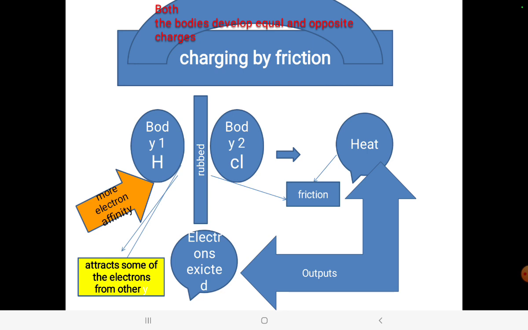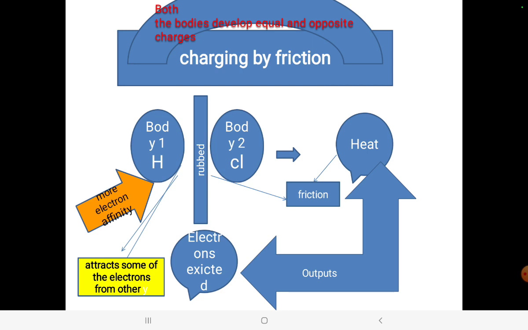Mostly the girls can know that when they are combing oily hair, continuously combing, and after that the comb comes near some pieces of paper, it will attract them. The comb will attract that piece of paper. So automatically they get attached. So how does this happen?